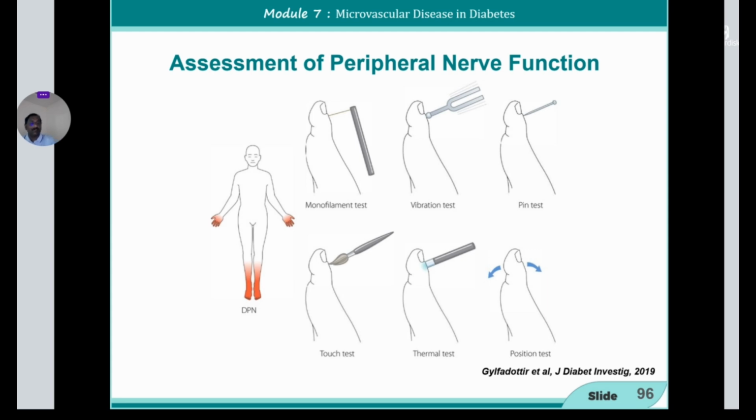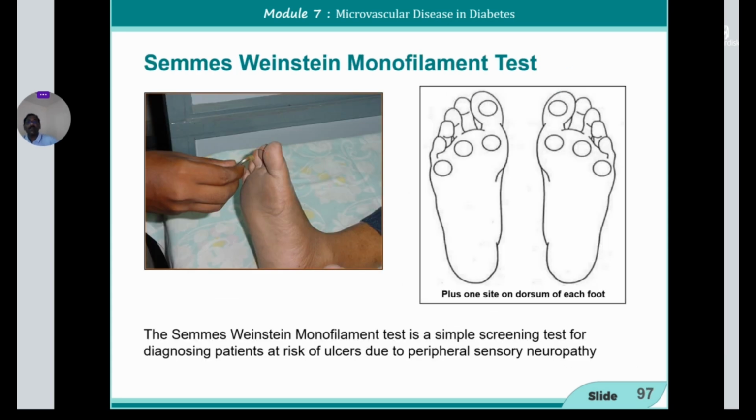So it's very easy. See, this is the monofilament test. The name given to this monofilament test is Semmes-Weinstein monofilament. So these are the spots: on the sole of the foot, on the great toe, the ball of the great toe, the third toe, and the fifth toe. So these are 4 areas, 4 plus 4, 8 spots on the sole. You have to examine whether the patient has neuropathy or not.